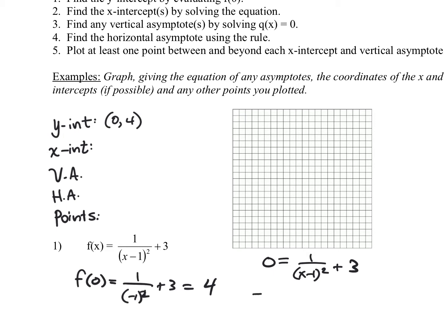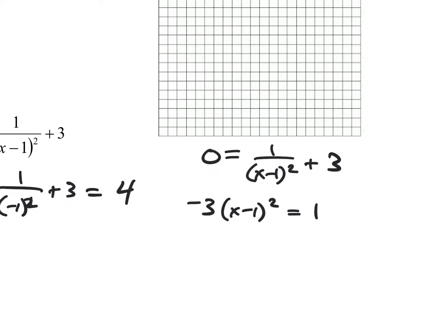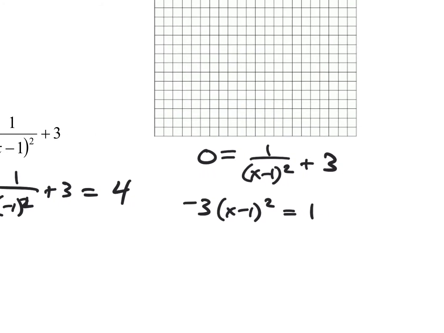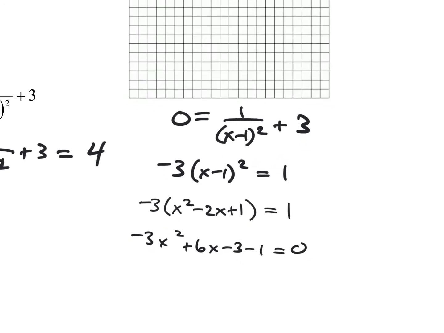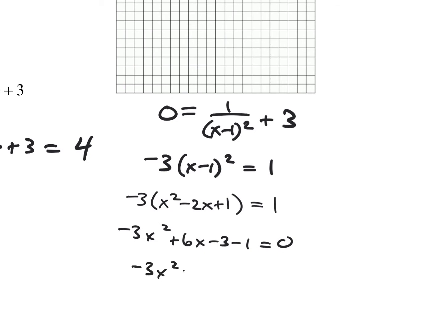I can subtract 3 from both sides and then multiply times x minus 1 quantity squared to clear my fraction. And what I'll end up with here is a quadratic that I'm going to attempt to solve. Negative 3 will get multiplied times x squared minus 2x plus 1. I can distribute: negative 3x squared plus 6x minus 3 minus 1 equals 0. And then I get negative 3x squared plus 6x minus 4.